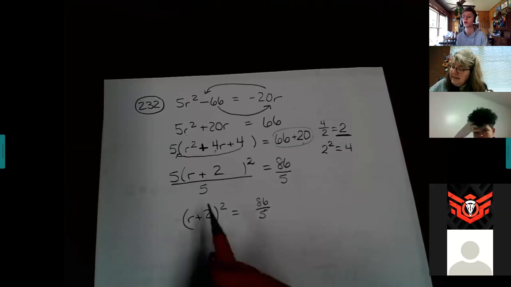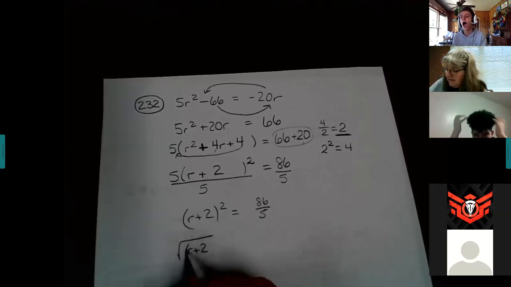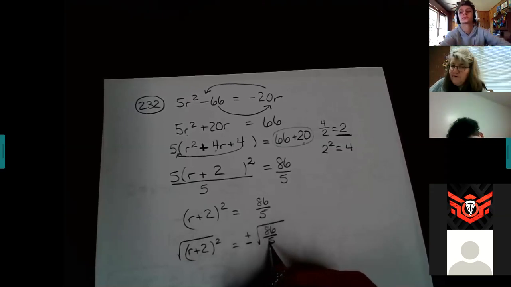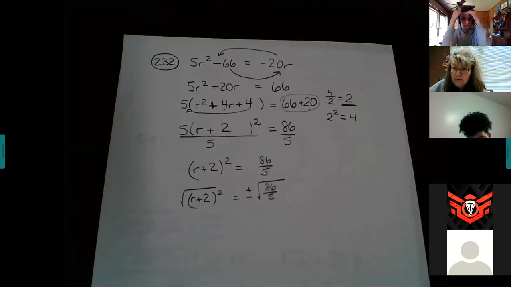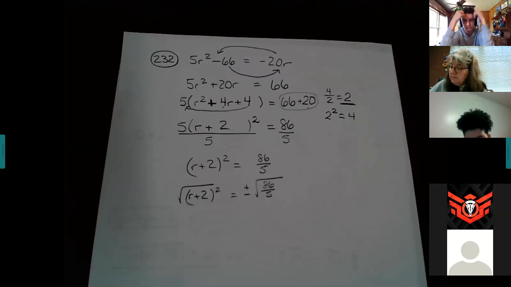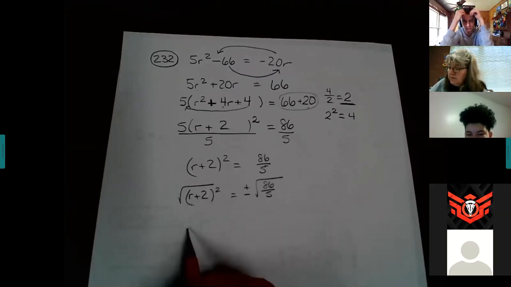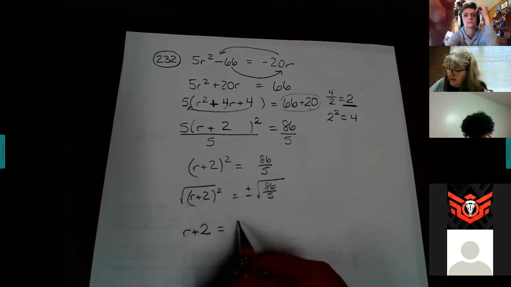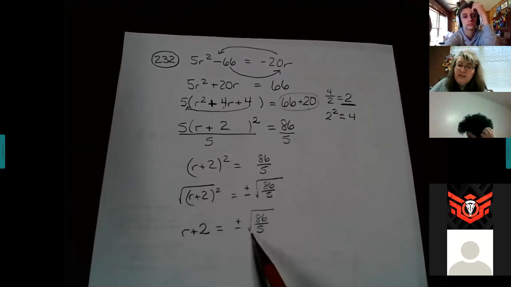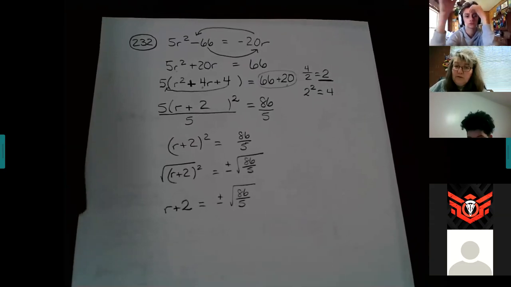Then it says, take the square root of both sides, remembering to put a plus or minus in front of the right side, because there's two square roots. I'm following the flow chart. Okay. What is the square root of r plus 2 squared? Plus 2. The square root of r plus 2 squared is r plus 2. Okay. Now over here, it says reduce if possible. Will 86 over 5 reduce?